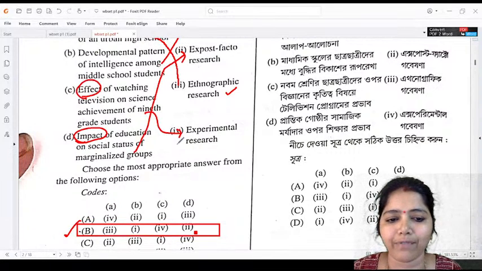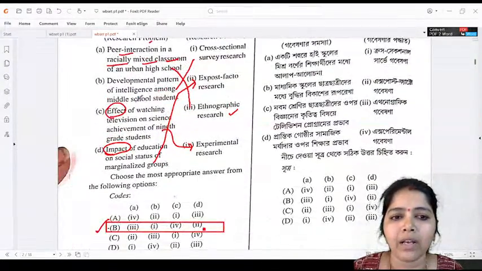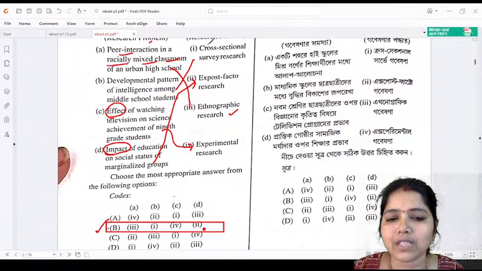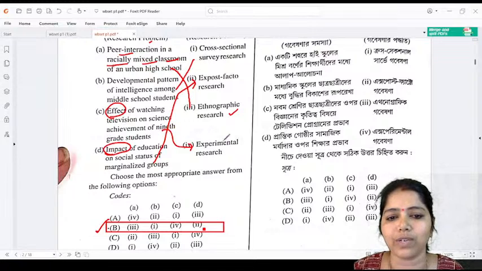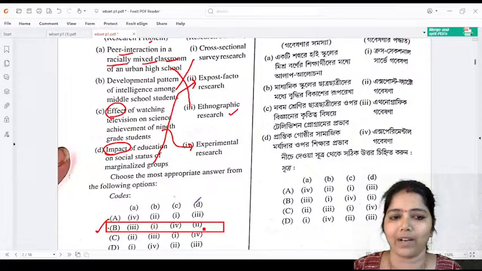So A is 3, A is ethnography. B is 1: developmental pattern, cross-sectional. The effect of watching television on science achievement of ninth grade students is experimental research. Impact of students is the exposed factor.